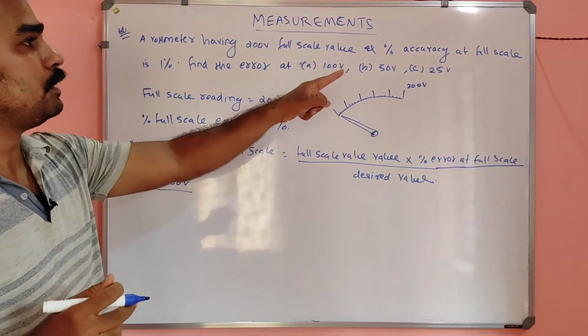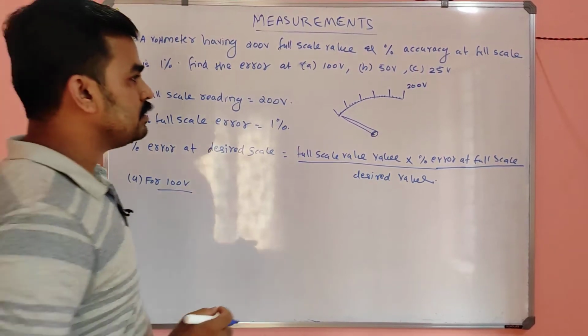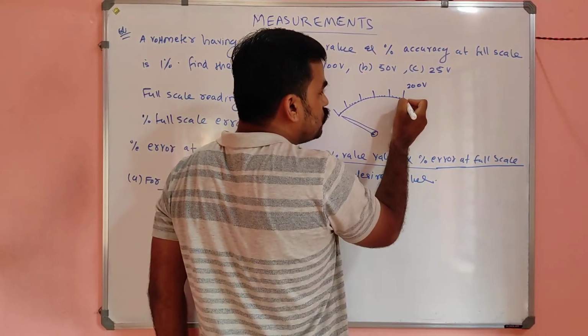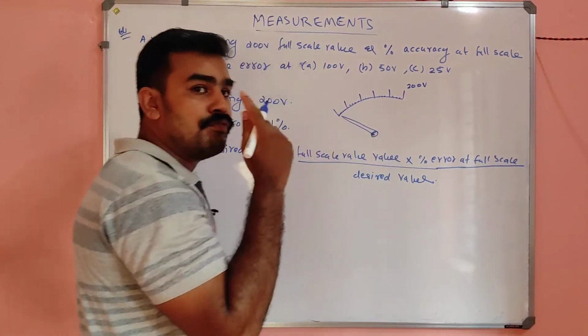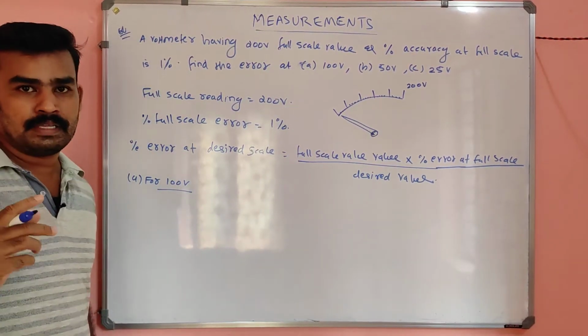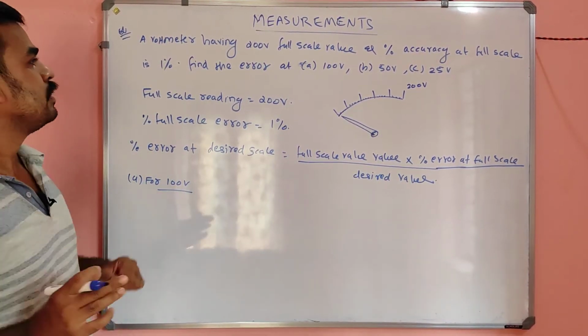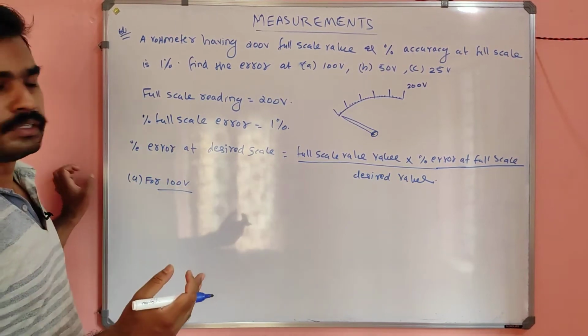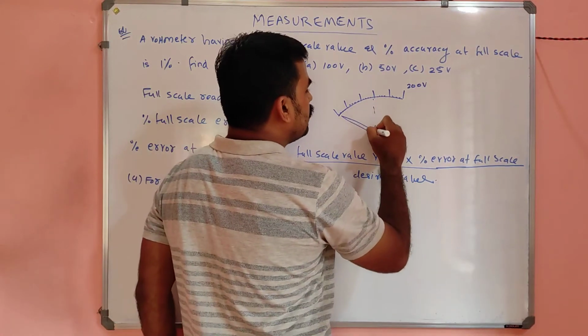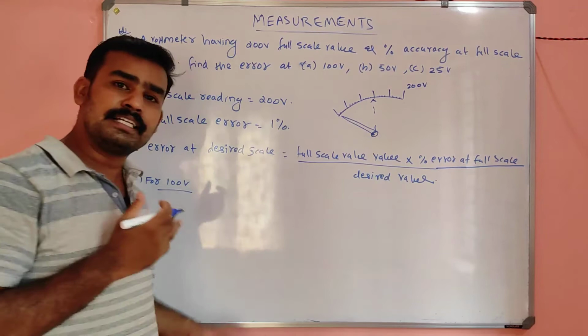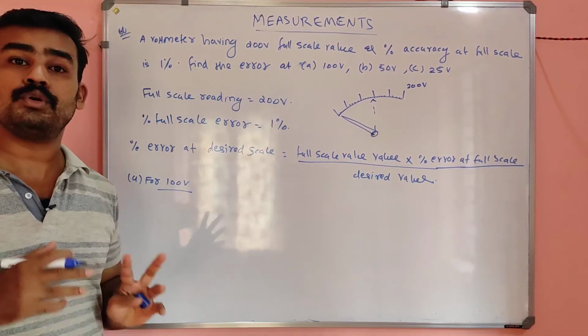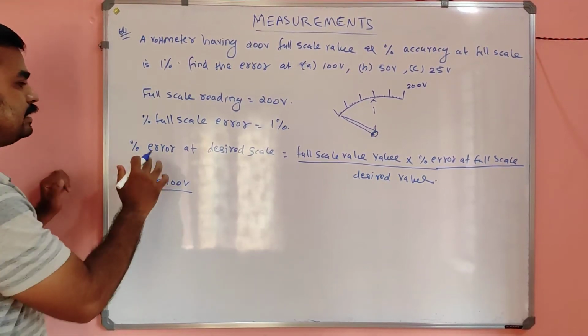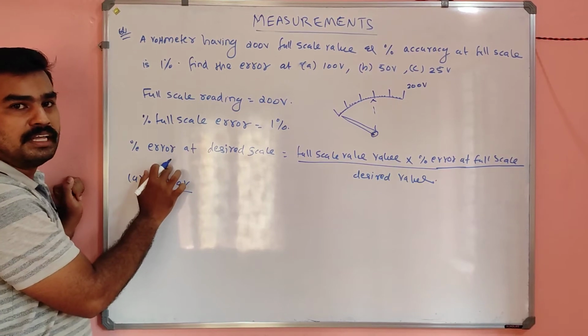And a percentage accuracy at full scale is 1%, means when it reads 200 volt, there will be 1% what? Error. That is the meaning of that. Find the error at 100 volt. Then at 100 volt, what will be the error? Whether it will be same 1%? No. That is the equation we used there.